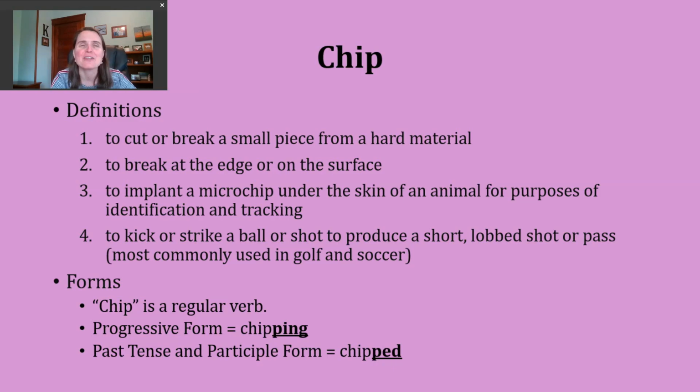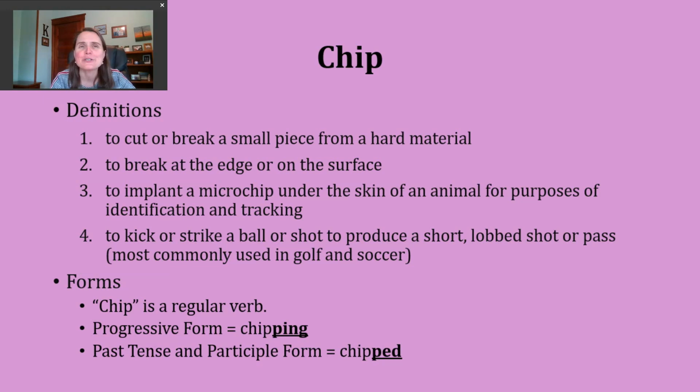A third way the word chip gets used as a verb can mean to implant a microchip under the skin of an animal for purposes of identification and tracking. So with this third definition, again, we're thinking of a shortened form of microchip, and that's how we get that verb. So you might hear people use that as a verb. I'm microchipping a particular pet, or they might just say I'm chipping a pet.